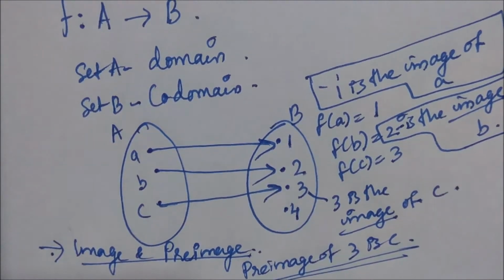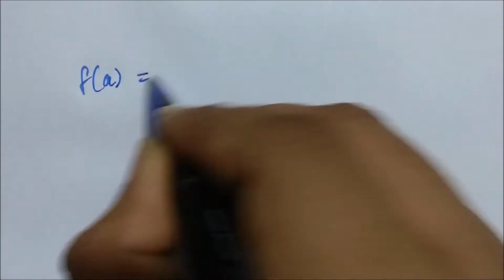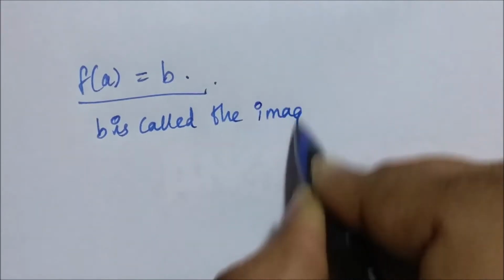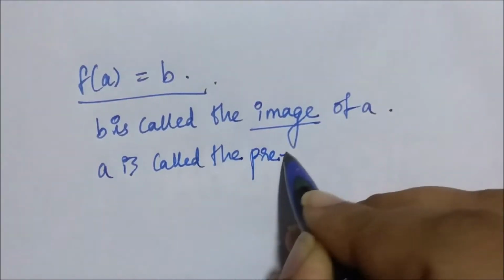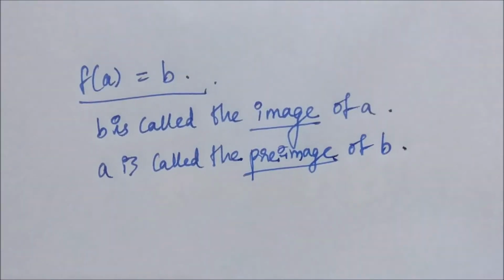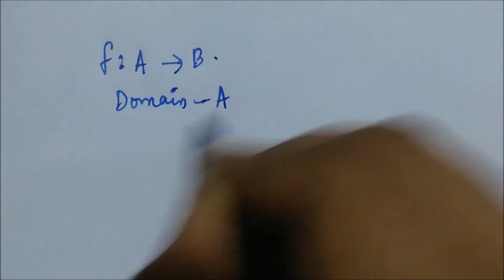So when f of A equal to B, B is called the image of A and A is called the pre-image of B. That's what the image and pre-image concept is. Okay. So when f of A equal to B, A is called the pre-image of B and B is called the image of A. Now we know that if a function is there from A to B, the domain is called the set A and the codomain is the set B.